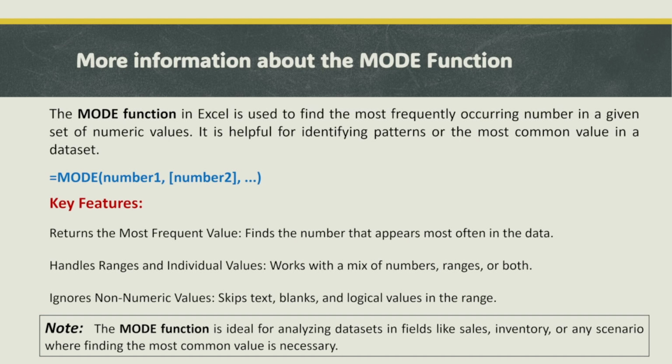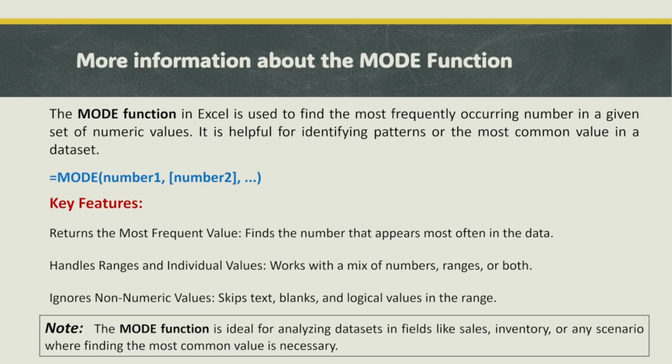It handles ranges and individual values. It works with a mix of numbers, ranges, or both. That's why it's an array function. So you can mix it with numbers, picking numbers here and there, or pick ranges of values, or whatever it is. Then it ignores text, blank cells, and logical values. So the mode function is ideal for analyzing data sets in fields like sales, inventory, or any scenario where finding the most common value is actually necessary.